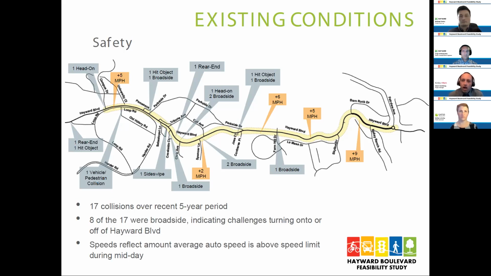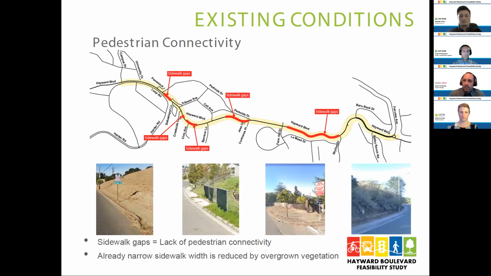Next slide. So then the next factor is in terms of pedestrian connectivity. And so we heard a lot from the community and certainly observed ourselves that there's some significant gaps in the sidewalk network along this roadway. So there's areas where there just isn't any sidewalk. You can see in some of the pictures at the bottom of the screen, some of those locations. So there the sidewalk just ends and then it picks up again at a further point.